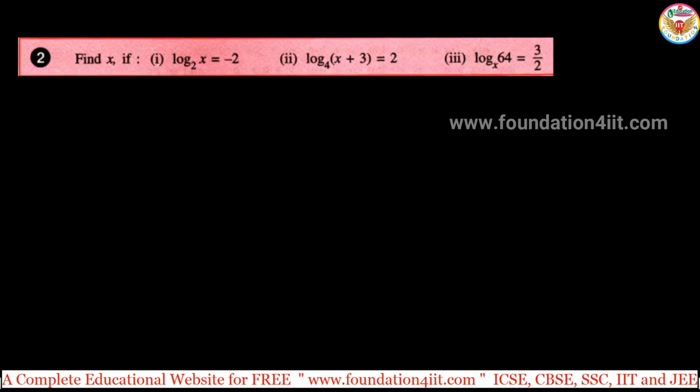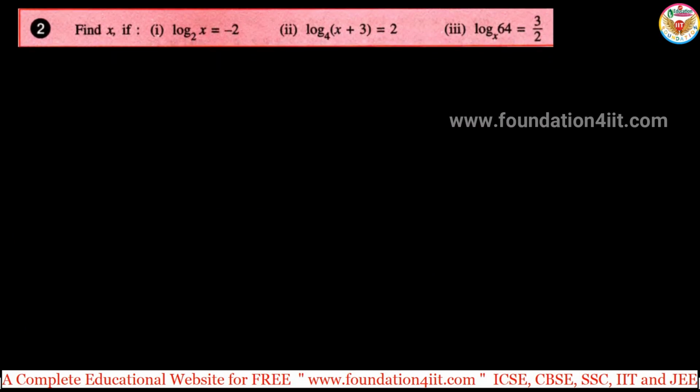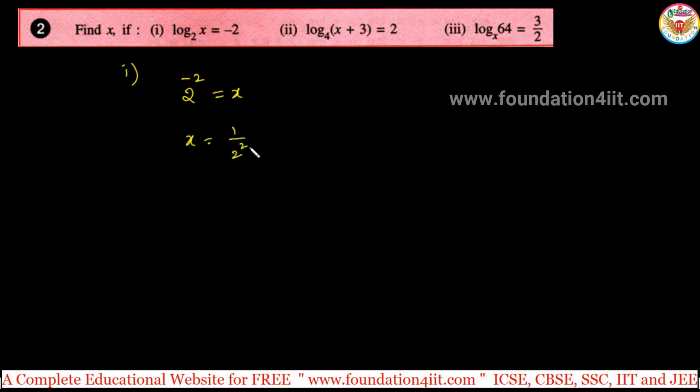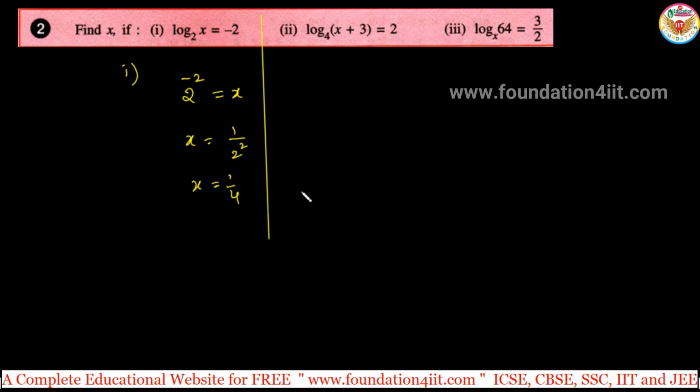And see these questions. If the values are already given, it is the same: converting logarithm form to exponential form. Here, log x to the base 2 is minus 2. So 2 to the power minus 2 is equal to x. Okay, 2 is the base, minus 2 is the power, and x. So 2 to the power minus 2. So x is equal to 1 by 2 to the power plus 2. So x is equal to 1 by 4. Right. In the same way, the second one.